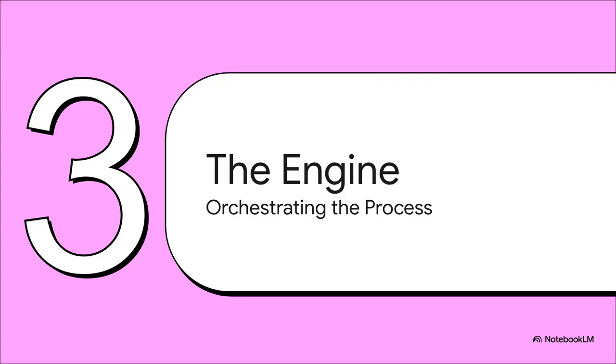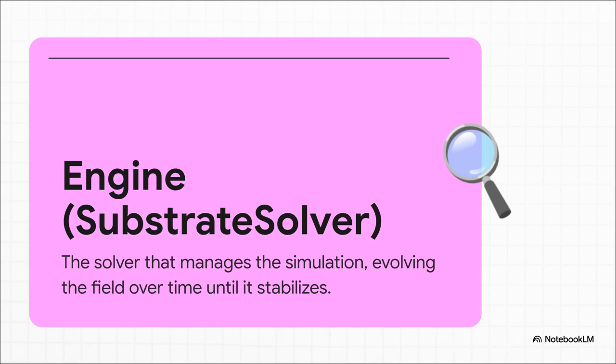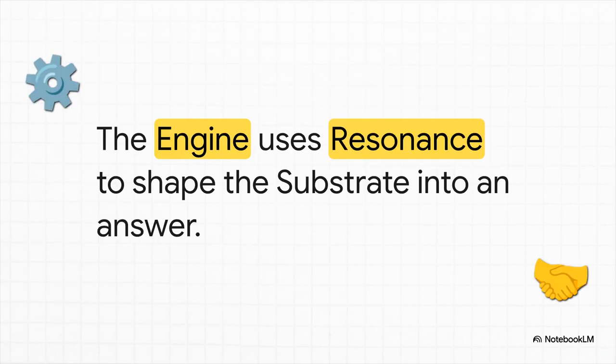All right, so we've got the clay and we've got the tool. Now we just need the sculptor, the part that runs the whole show, and that is the engine. The engine, or what the source code calls the substrate solver, is basically the director of this whole performance. It's the computational heart that takes your problem, applies that resonance to the substrate, and then just manages the whole thing as the field evolves over time until it finds its final stable state. So you see how these three pieces just work together in perfect harmony? The engine is the operator, the resonance is the action, and the substrate is the material. Put them together, and you have a system that doesn't calculate an answer step by brute force step. No, it guides the system to reveal its own answer.